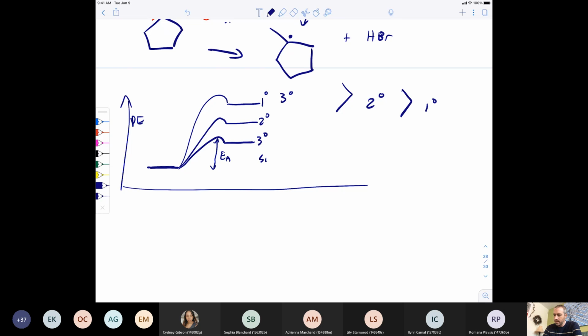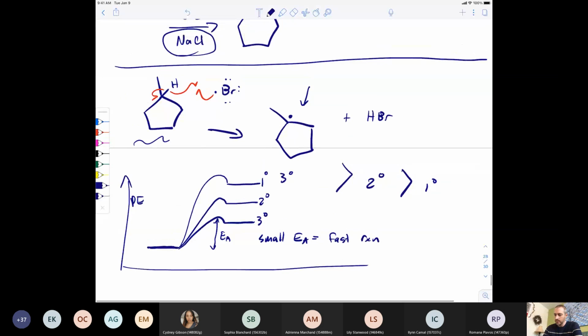So a small EA equals a fast reaction. So the fastest reaction will be the one that produces the most stable intermediate, where in a molecule like this one here, that's going to be the tertiary one. And the tertiary one is more stable because you have 3 alkyl groups, which are donating electron density to the central carbon, which is electron poor because it doesn't have a full octet.